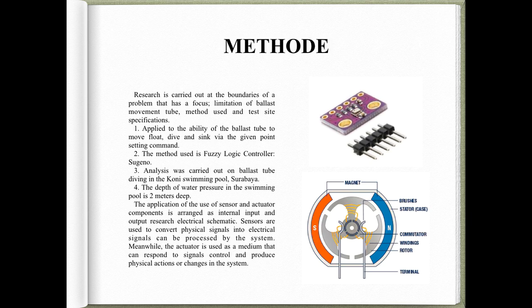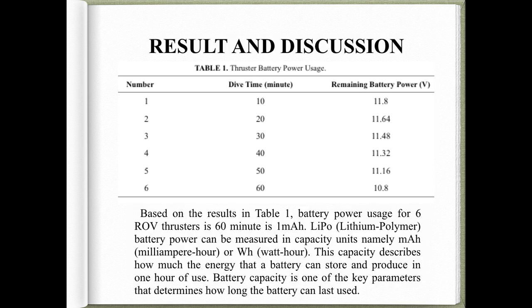The application of the sensor and actuator components is arranged as internal input and output in the research electrical schematic. Sensors are used to convert physical signals into electric signals that can be processed by the system. Meanwhile, the actuator is used as a medium that can respond to control signals and produce physical action or change in the system. Here we use a keyway sensor and also a motor magnet.